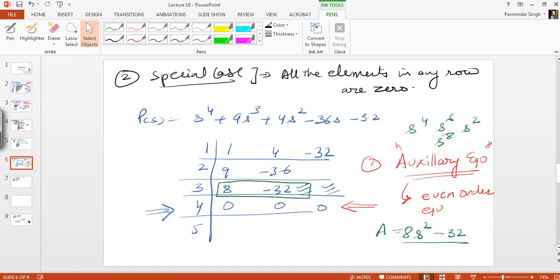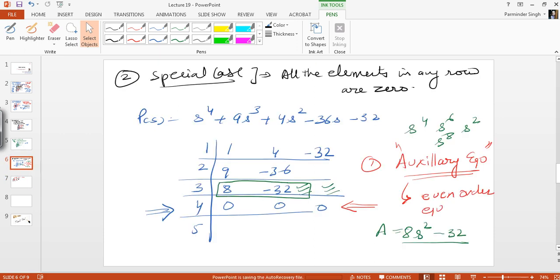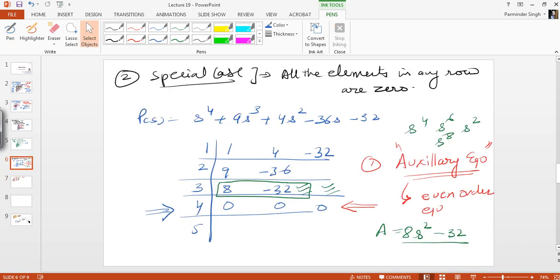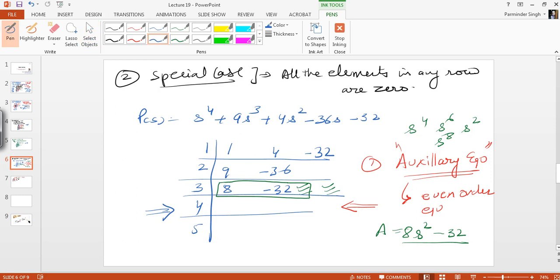Once after taking the derivative of the auxiliary equation, we replace the zeros by the coefficient of this derivative equation. So now our array becomes: these zeros will be replaced by the coefficient, which is 2, so we write 2 over here, the rest entry will be 0, and minus 32. So the array is prepared. Clear? Now we look at the sign change.